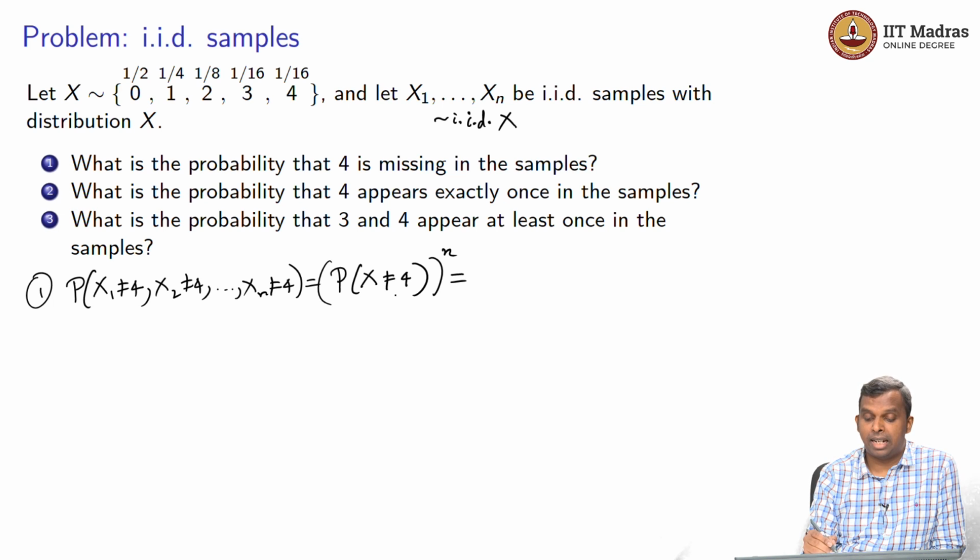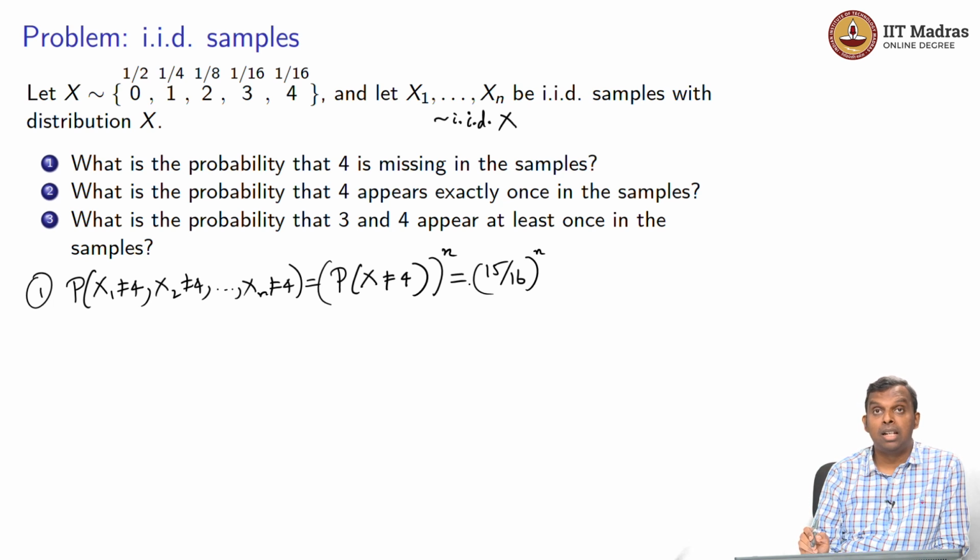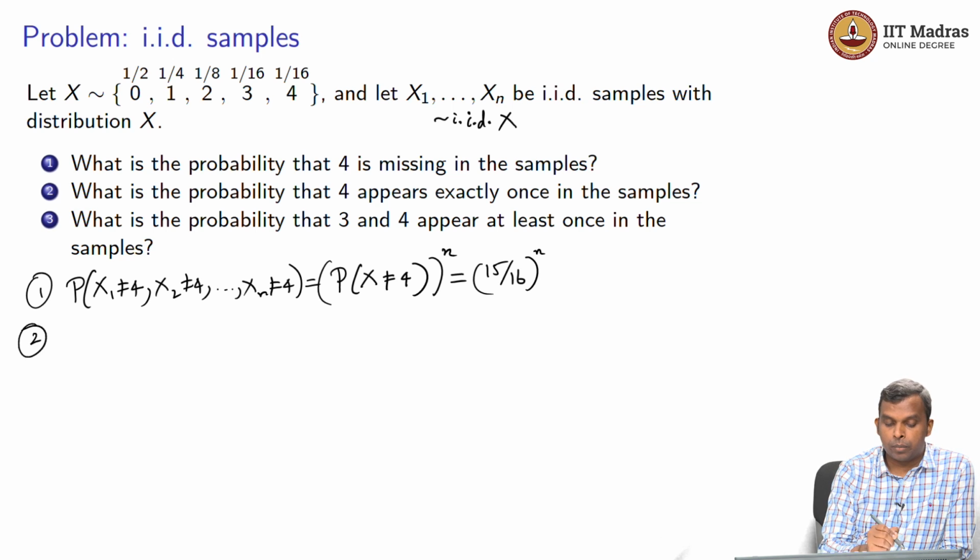So what is the probability that x is not equal to 4? It's 1 minus the probability that x is equal to 4. So that just works out to (15/16) raised to the power n. See how easy it was to get to this answer? Let's look at the next one.